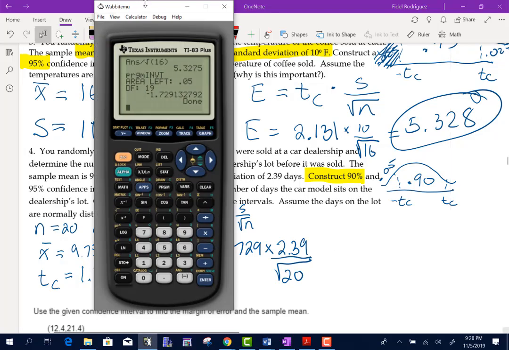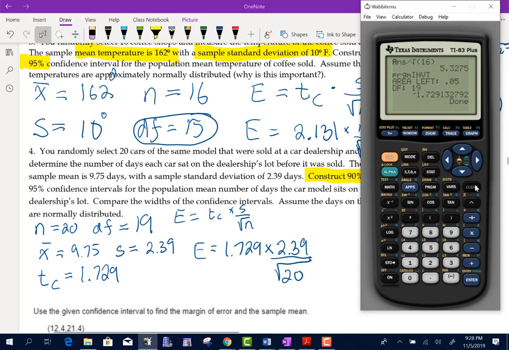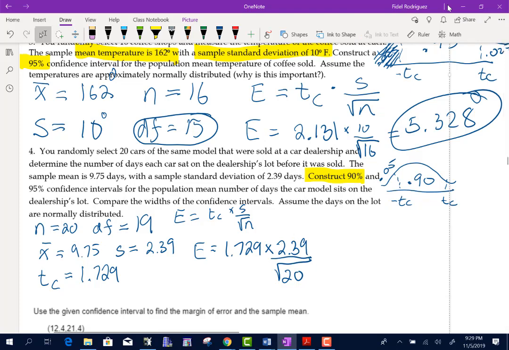Let me grab my calculator, move it over here so I have some room. 1.729 times, what did you multiply? 2.39 equals, and then you divided it by the square root of what number? 20. Excellent. There we go. Hit enter. Are you coming up with 0.924? Good. That's what you said, right, Anna? So the error is 0.924.